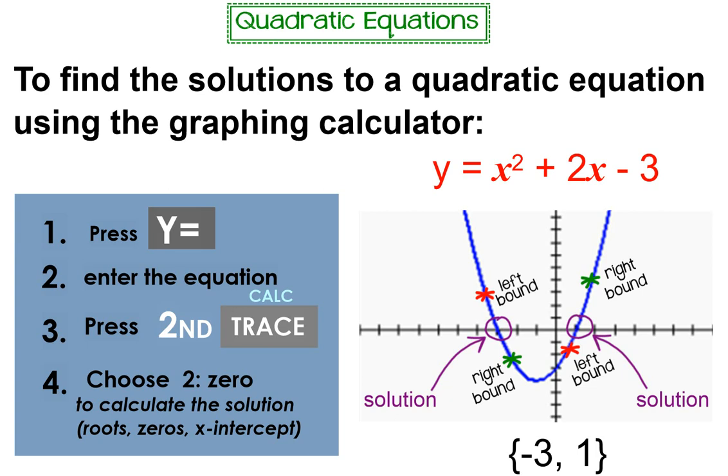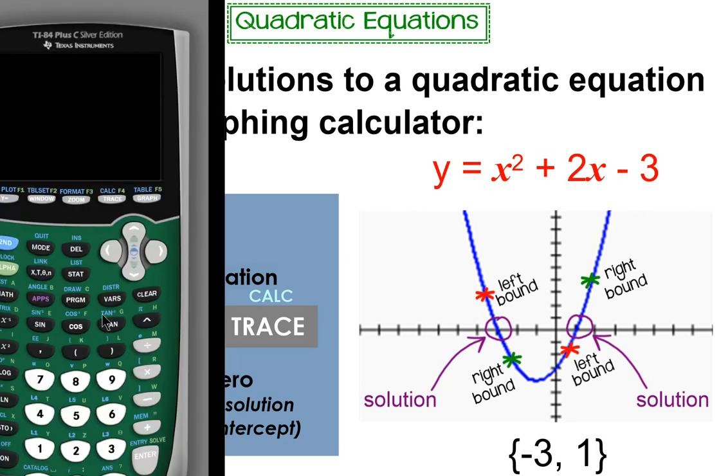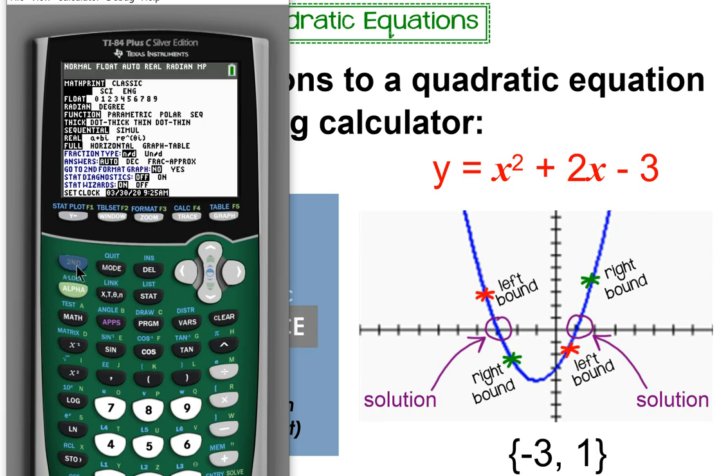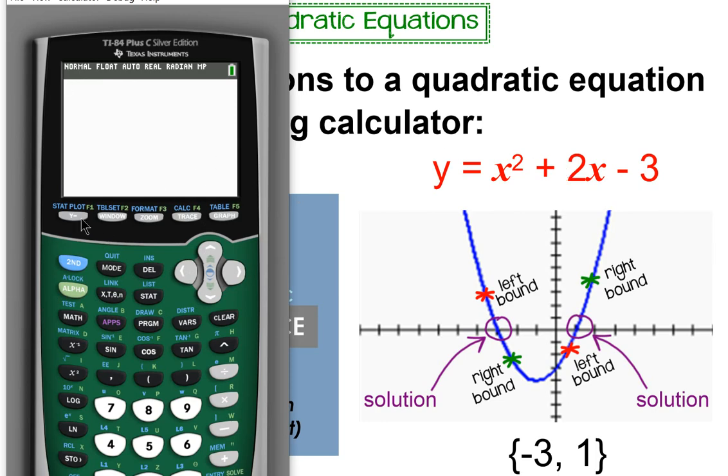You can find the solutions to a quadratic equation by using your graphing calculator. So here's a pretty busy looking example of how it would look on your calculator. Let me show you. If you have a quadratic equation like y equals x squared plus 2x minus 3, and you have a graphing calculator, let me open mine up here and turn it on. If I were to type this equation into my y equals button, like this, x squared plus 2x minus 3.